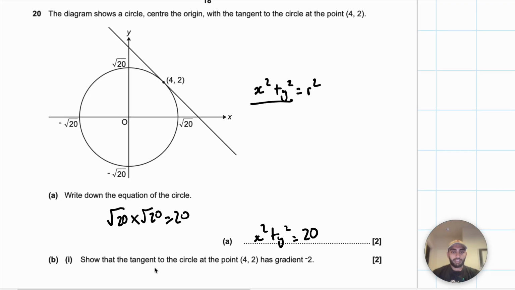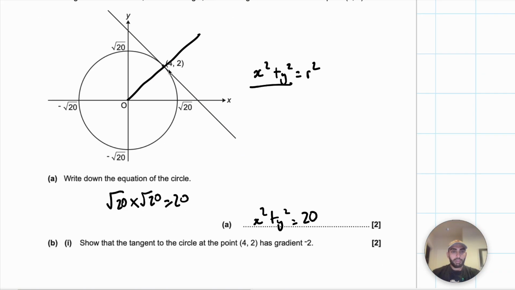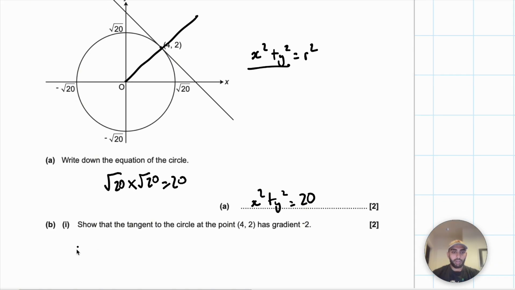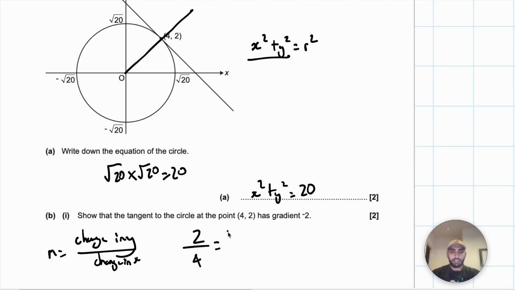Part B, show that the tangent to the circle at the point (4, 2) has a gradient of negative 2. We're trying to find the gradient of this line. First thing that I'm going to do is find the gradient of this line. Because of my knowledge of perpendicular lines, I can find the gradient of this line also. The formula for gradient is the change in y divided by the change in x, and gradient we refer to as m. So that coordinate is (0, 0), so we're doing 2 take away 0, which is 2, and 4 take away 0, which is 4, which simplifies to 1/2, so we know the gradient of this line is 1/2.